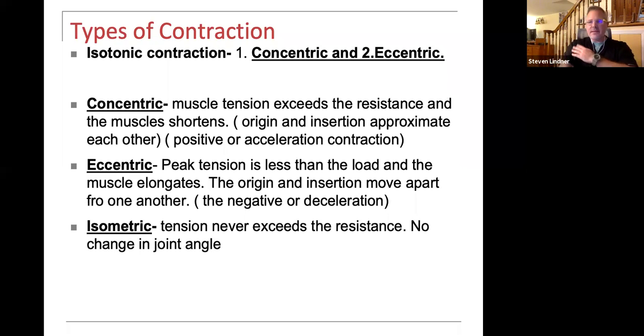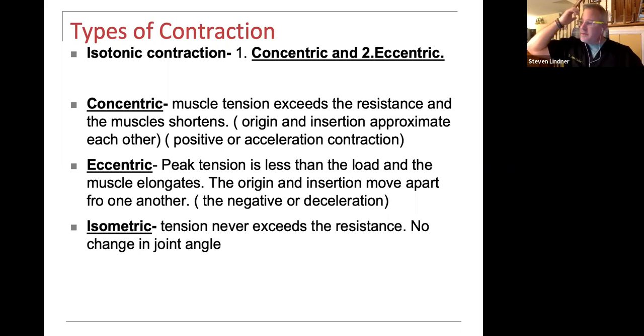You could do the same thing with, let's say, the biceps. The origin is here and the insertion is down here. So if I were to take this object and move it this way, the origin and the insertion approximated each other. That's concentric. When I lower this at a slower pace than gravity, the origin and insertion are moving further away from one another. That's the eccentric. Okay. Eccentrics are also considered to be the negative.